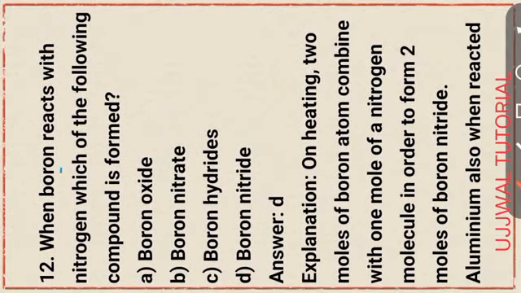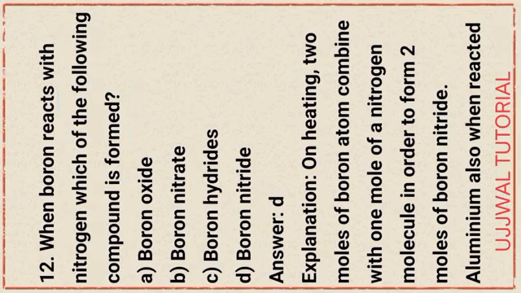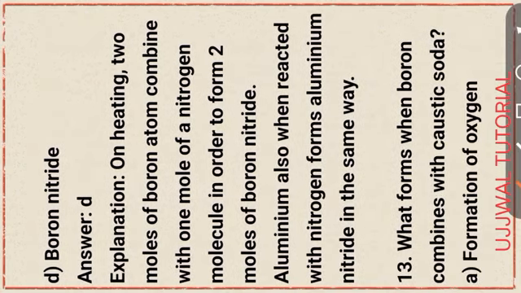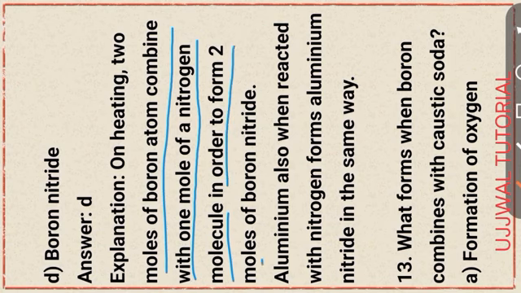When boron reacts with nitrogen, which of the following compounds is formed? That is option D: nitrogen reacts with boron to form boron nitride. The reason is that on heating, two moles of boron atoms combine with one mole of nitrogen molecules to form two moles of boron nitride.